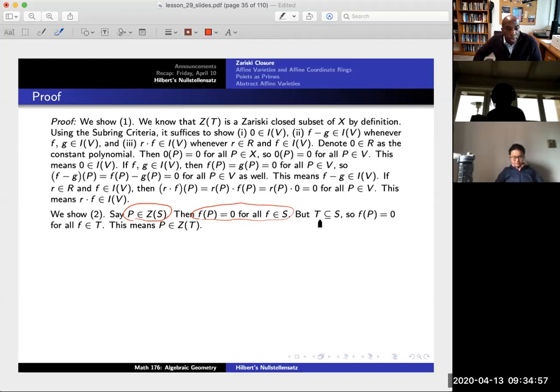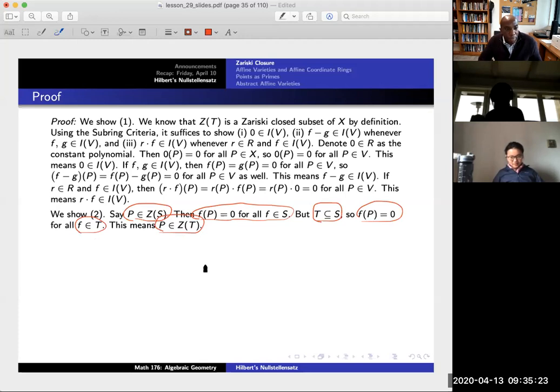But of course, T is contained in S, so that means that f of P is 0 for all f in T. If it's true for the larger set, it's definitely true for the smaller set. If it's true for everything in S, it's definitely true for everything in T. But of course, now that just means that the point P has to be in the 0 set of T.